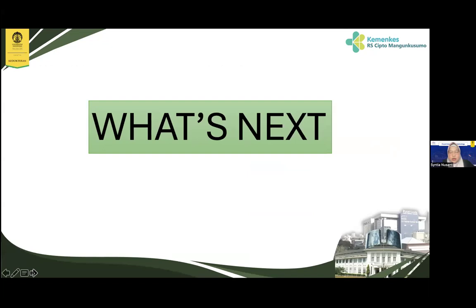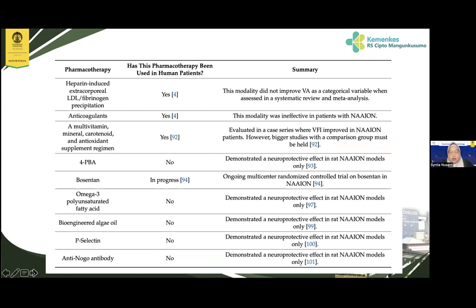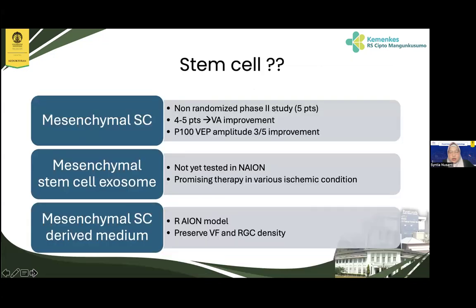So what's next? What other research is there in NAION? Some of the studies tried to give other pharmacotherapy, other neuroprotection, but all still have no significant results in patients with NAION. But we hope we can get more results from the research. Can we give stem cells to these patients? Some of the research has tried to give stem cells to patients with ischemic optic neuropathy.